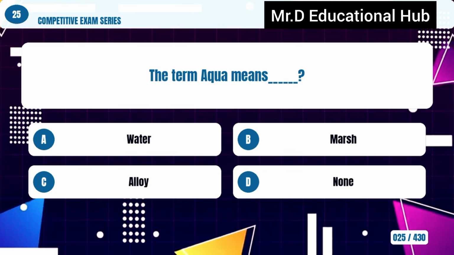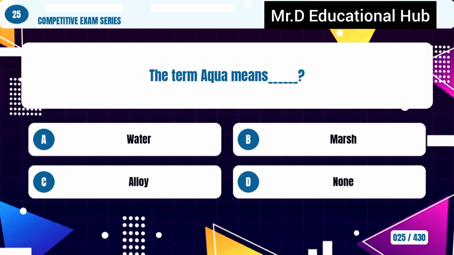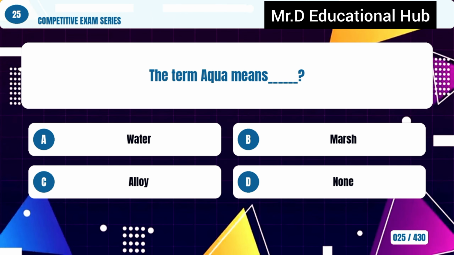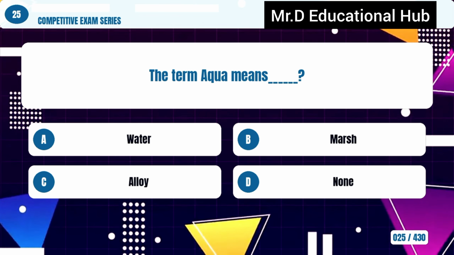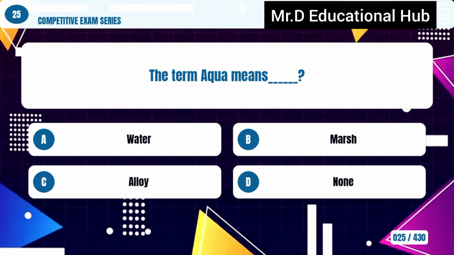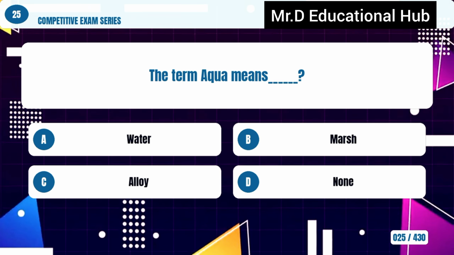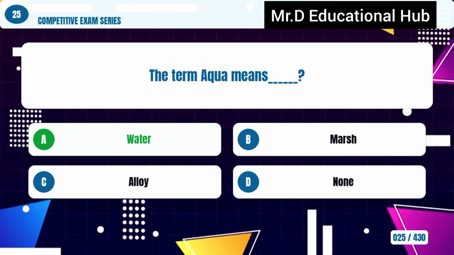Question: the term aqua means blank. Option A, water. Option B, marsh. Option C, alloy. Option D, none. Correct answer is option A.